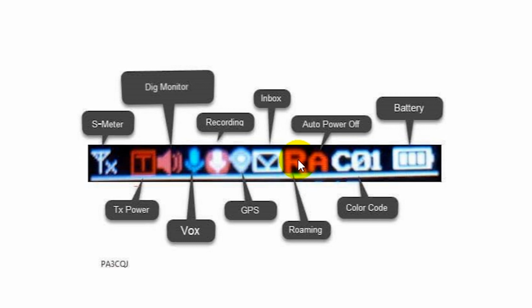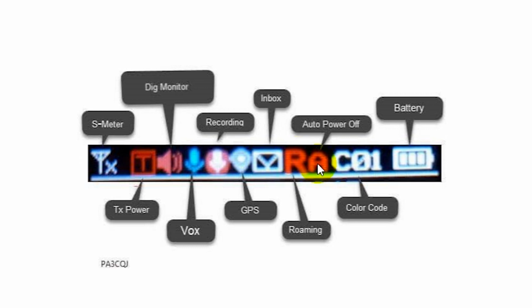Roaming. This is what you're going to use if you're using multiple frequency pairs and you're going out of range on one repeater and you want your radio to automatically switch over to a different frequency pair. That is the roaming function of the radio, and you'll see this bright red R show up if you have roaming activated on your radio.